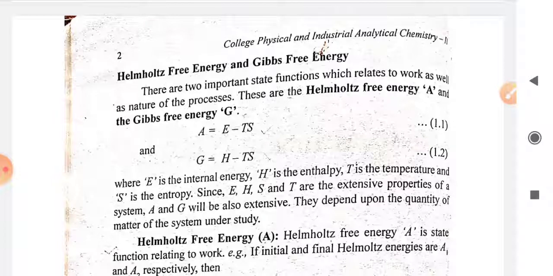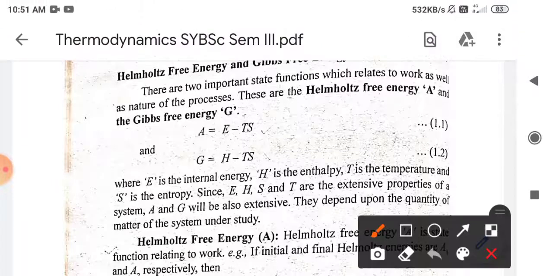So what is the difference between these two energies, and what are the expressions for these two energies? That we will see in this lecture. These are two important state functions which are related to the work as well as the nature of the process. Helmholtz free energy is represented by A, and Gibbs free energy is represented by the symbol G.